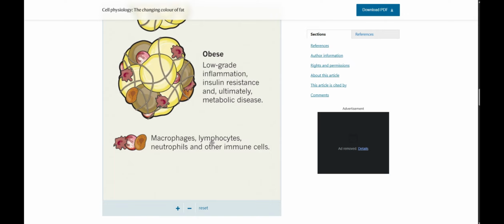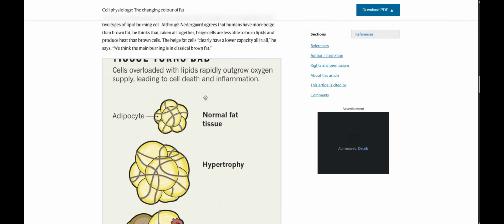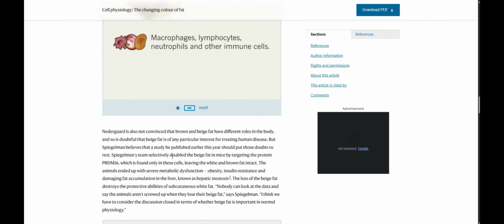And these are macrophages, lymphocytes, neutrophils, and other immune cells. And then those are, I guess, the base cells. Oh, reset. Let's see what the top is. Nope, never mind. Disregard. Okay, it does matter.